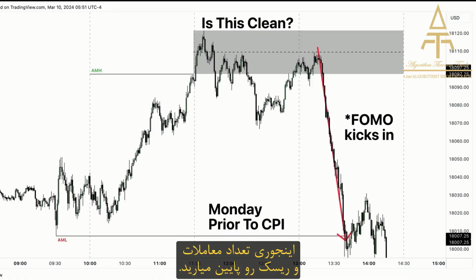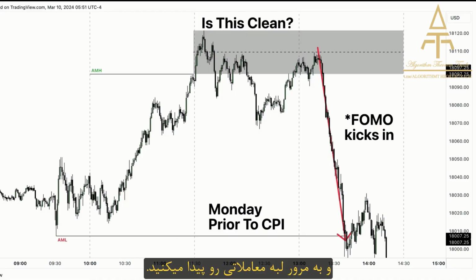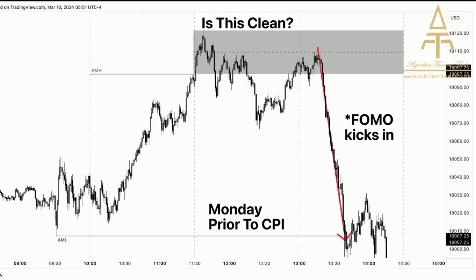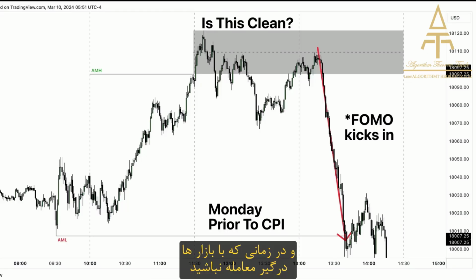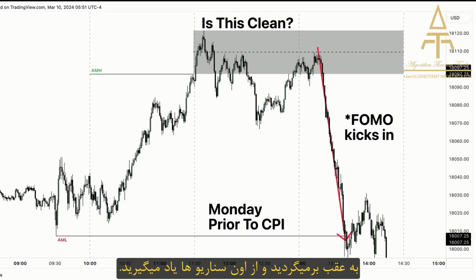That is how you decrease the frequency of trades. That is how you decrease the amount of risk that gets taken. And that is how you gain an edge in due time. Because you will be able to refer back to all the times that you engaged in environments that were not preferred. And you will be able to learn from that.